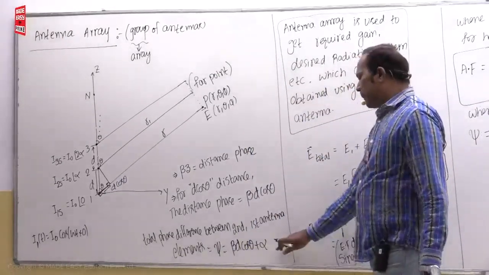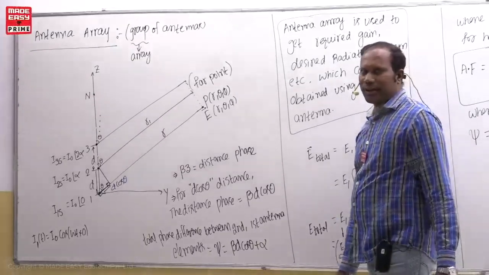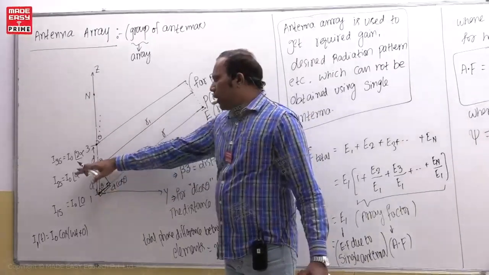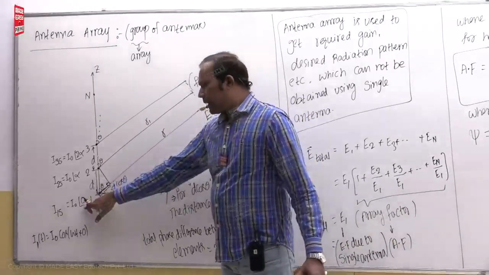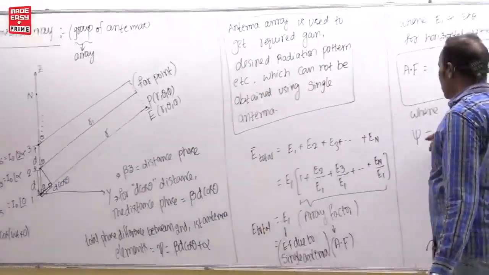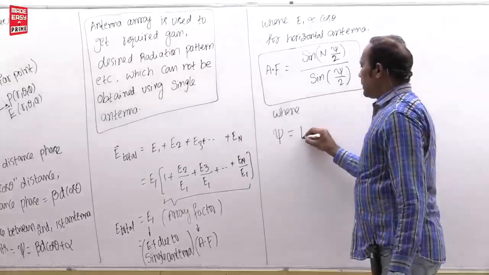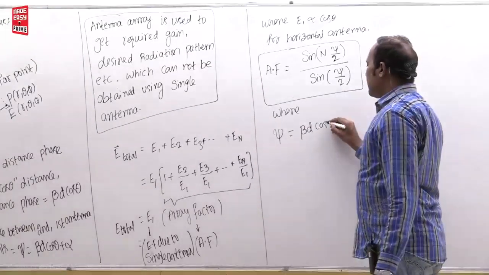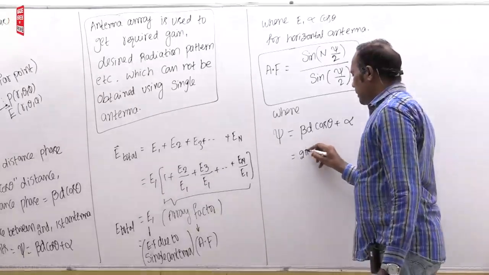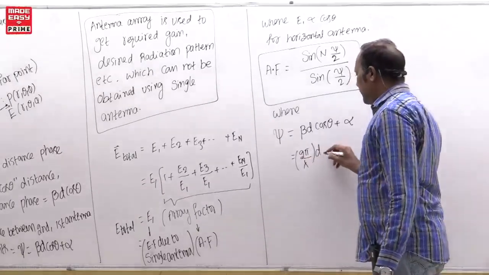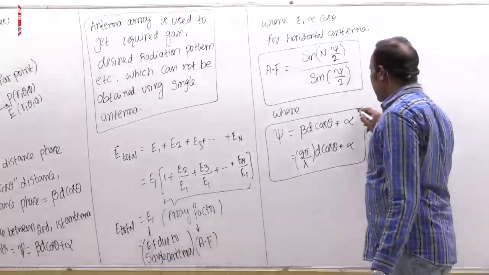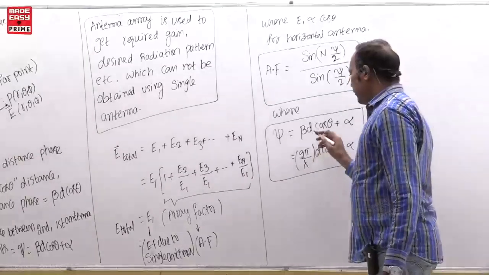So once again I am telling you how you calculate alpha while solving questions. You select two antennas, in them top antenna phase minus this antenna phase. That is the way you calculate. So here psi is equal to total phase difference, that is beta d cos theta plus alpha, and beta is nothing but 2 pi by lambda, into d cos theta plus alpha. So here lambda is equal to v by f.